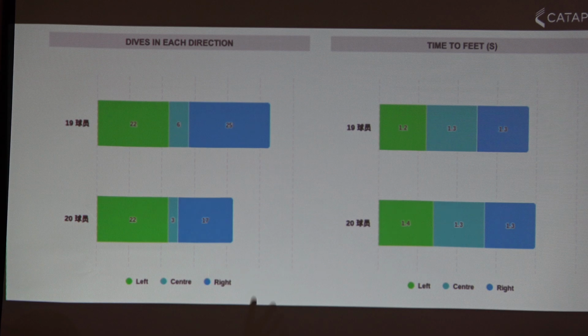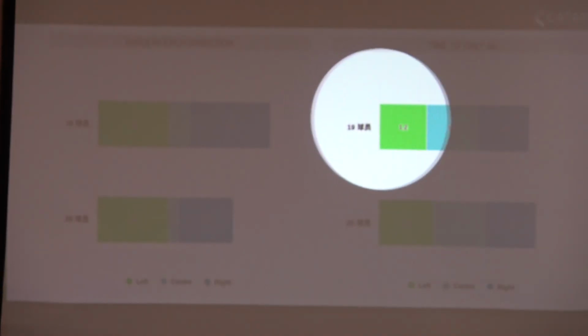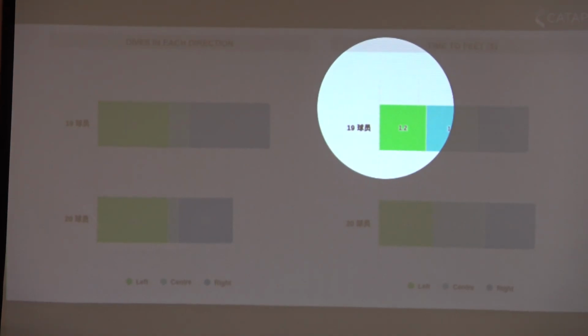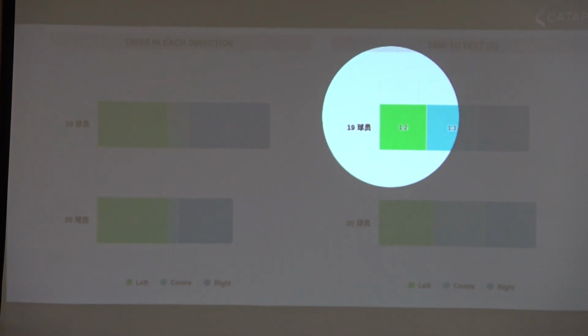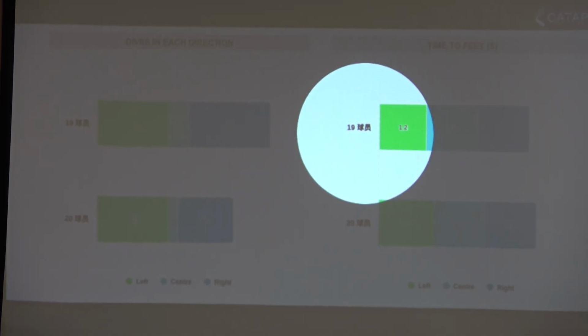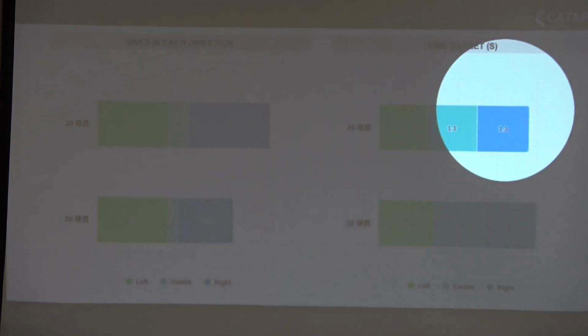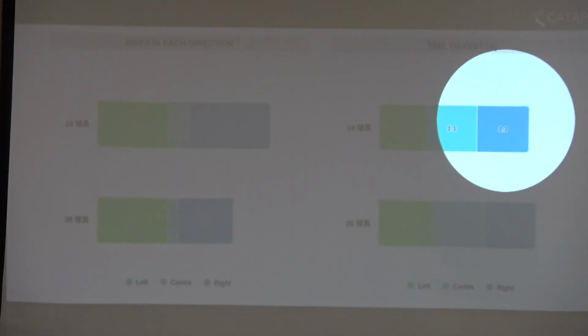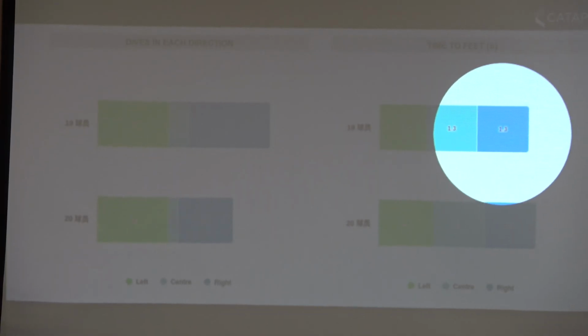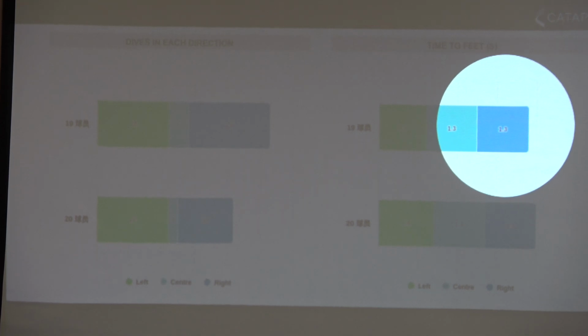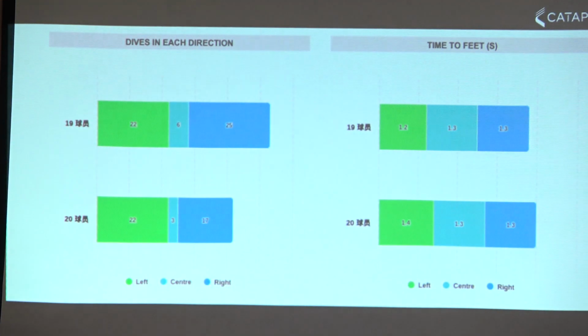So you can see here for player number 19, the average time to feet is 1.2 seconds when he's diving to the left. And then when he dives to the right, the time to feet is 1.3 seconds.